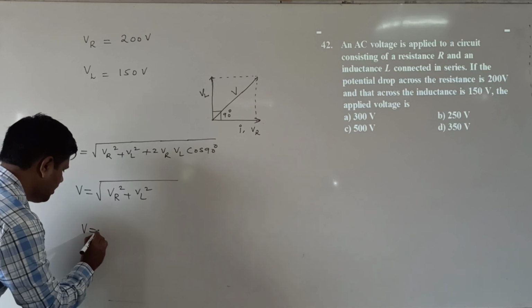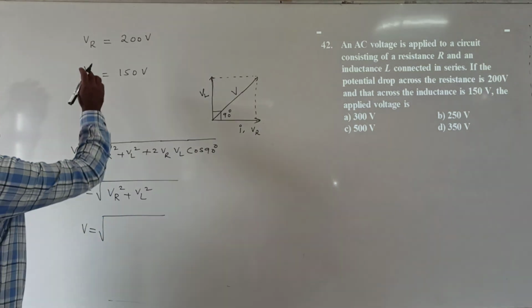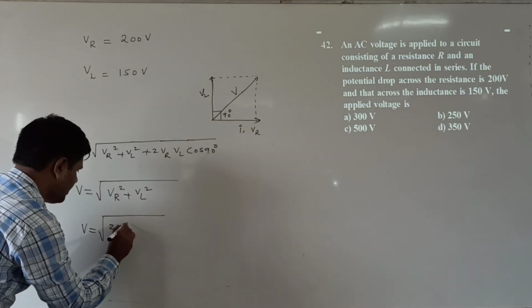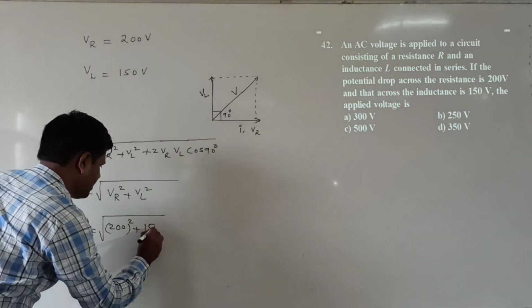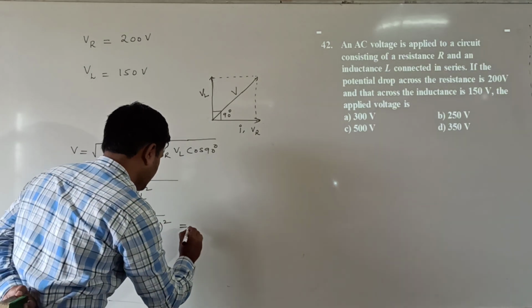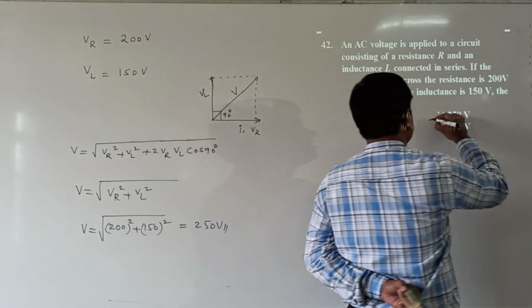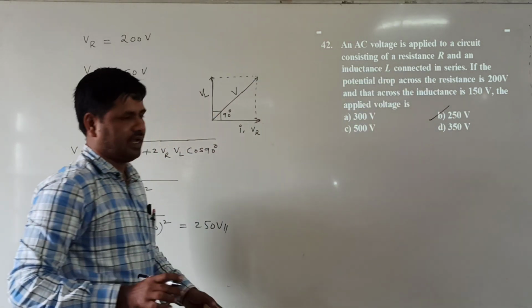Now voltage V is equal to the square root of VR square plus VL square. VR, the voltage across the resistance, is 200, squared. The voltage across the inductance is 150, squared. 200 square plus 150 square gives a total value of 250 volts. Which option is correct here? B option is correct here.